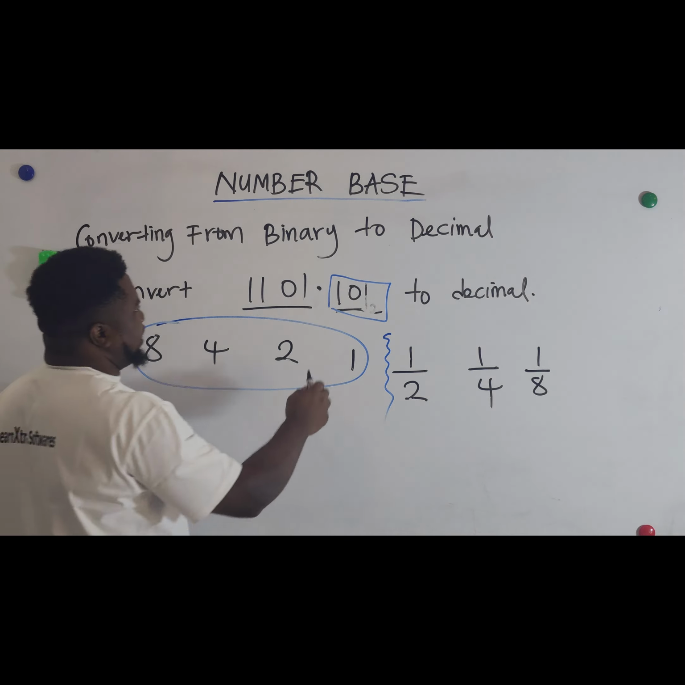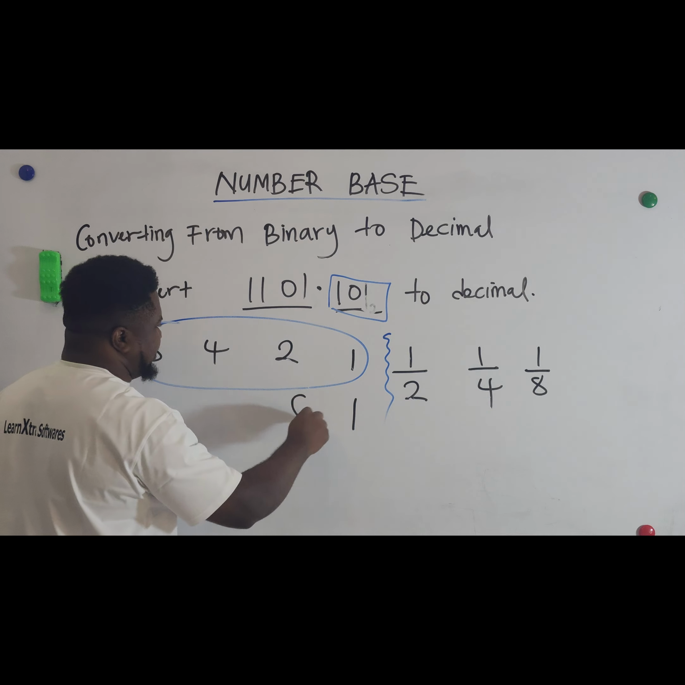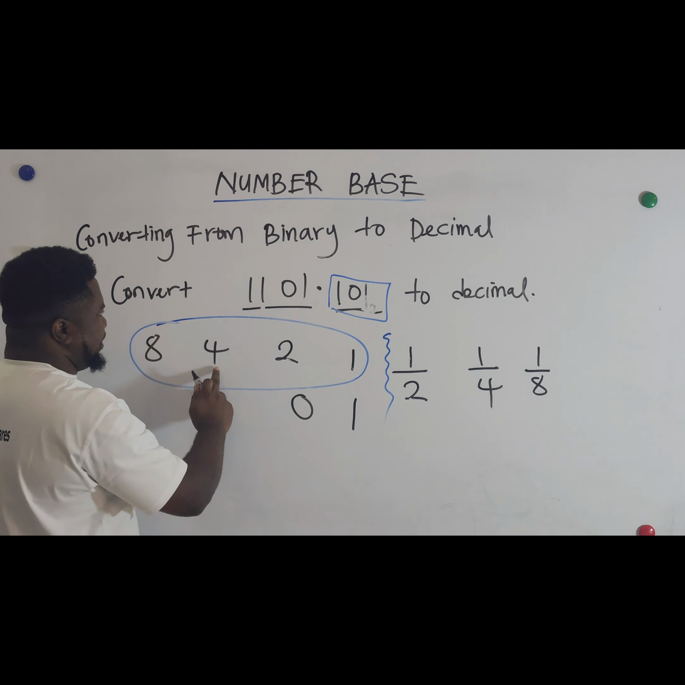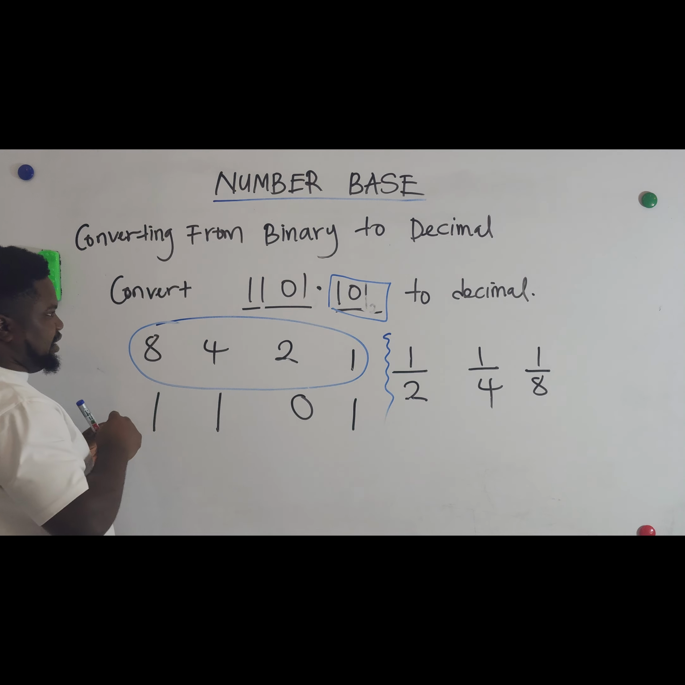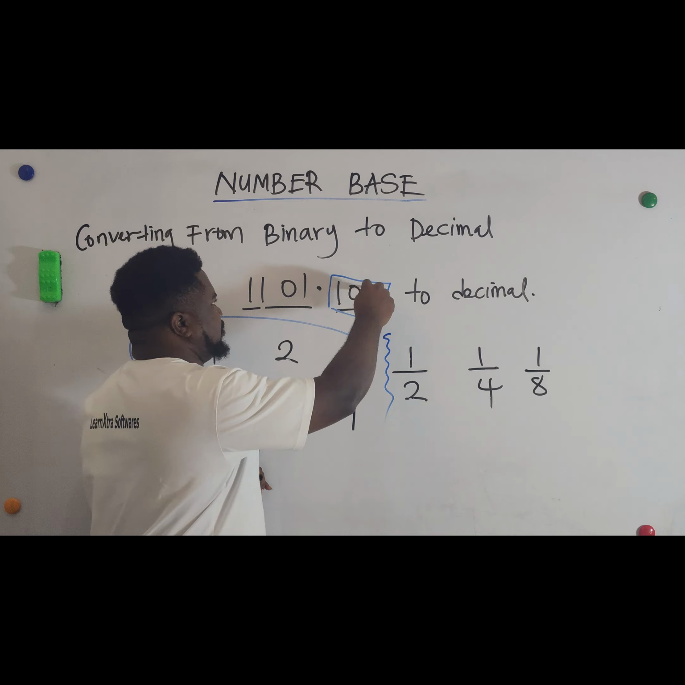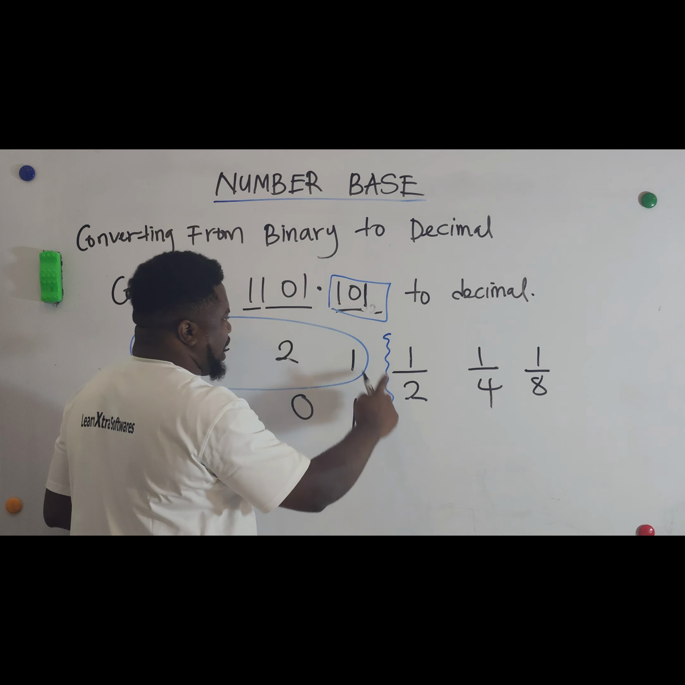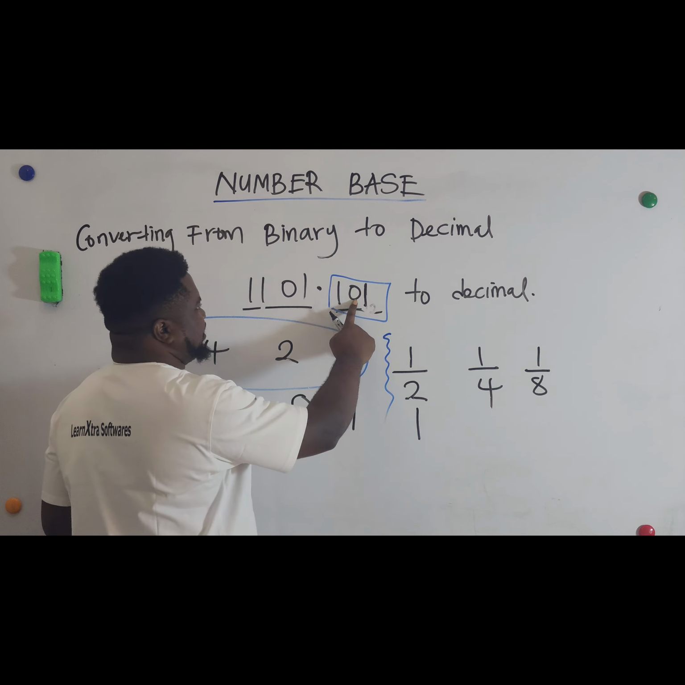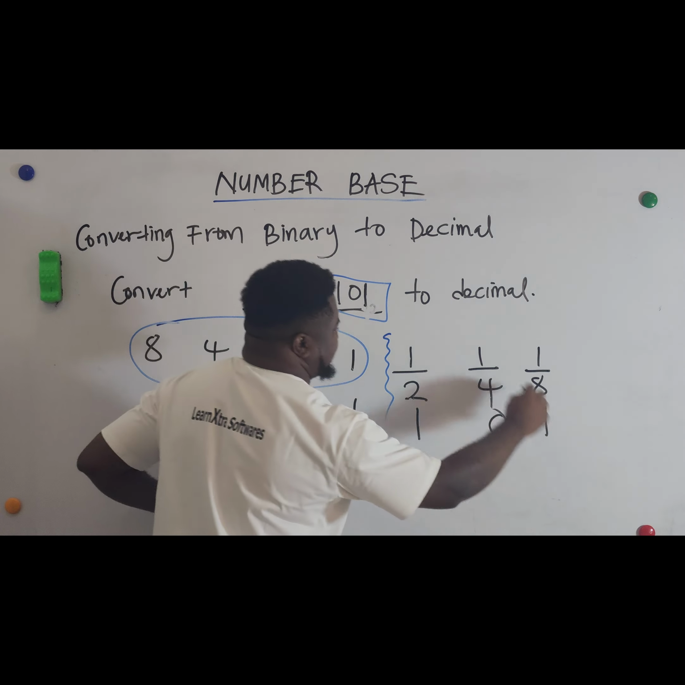We place here 1, we place here 0, we place here 1, we place here 1. That's it. This answer will have here 101. So how do we do this? We place 1 here, we place 0 here, we place here 1.